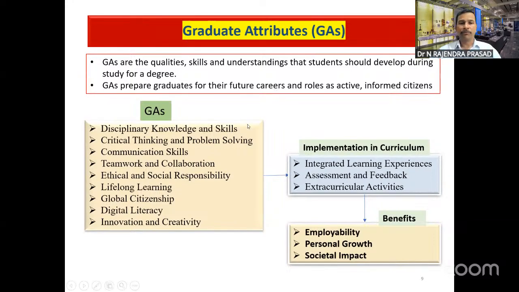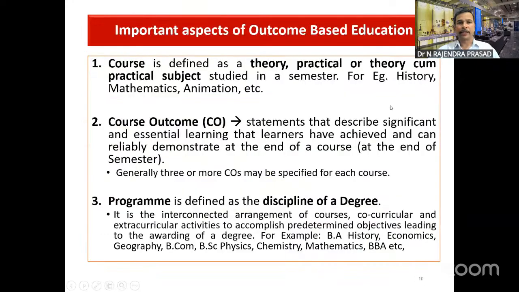So if a student, along with the degree, has earned all these graduate attributes, what are the benefits he is going to have? He will become employable. So there will be personal growth for that candidate, not only personal growth, but also there will be a huge impact on the society. That should be a healthy impact. So this is all about the graduate attributes. Okay. Certain terminologies you have to understand in outcome-based education before we go further.